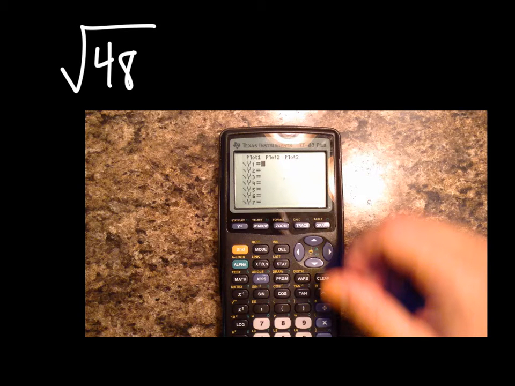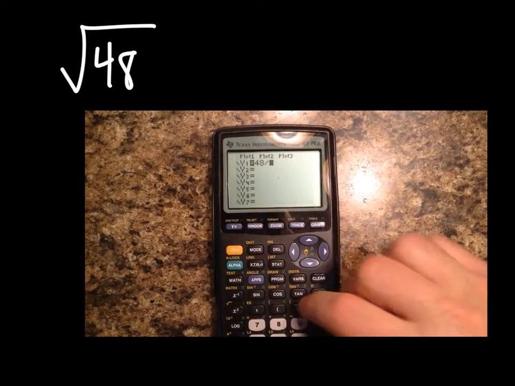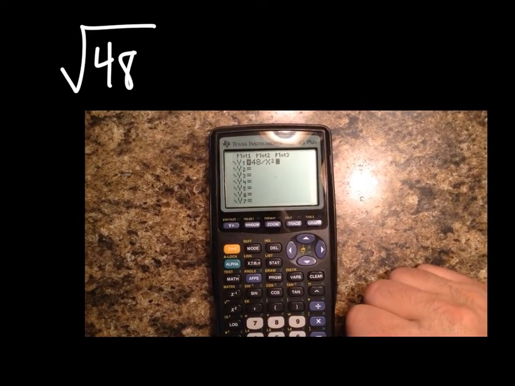There is an easy way to simplify radicals if you use your calculator. For example, if I wanted to simplify the radical 48, watch how you can do this. First, you go to your graphing section where you got to enter in an equation for y1. You enter in 48 divided by x squared.